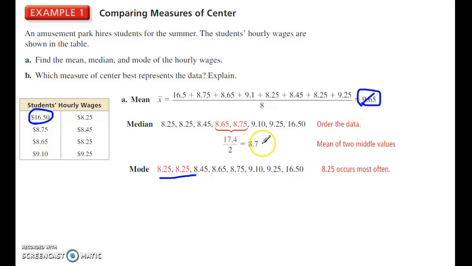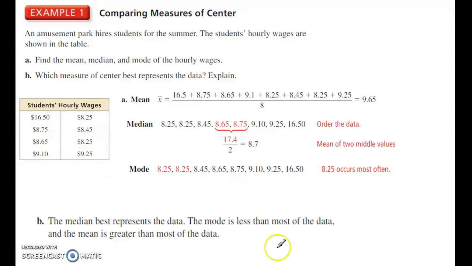Okay, what about this one, 8.70? Yeah, you could say their wages are all kind of in that vicinity. The mode, they all make that much or more. That's the least amount. So the mode is not a good measure here, neither is the mean. In this case, the median is a better measure because of this, what we call an outlier.